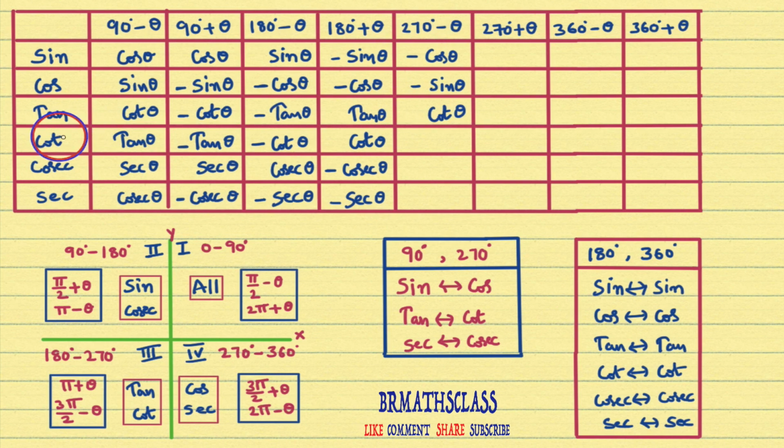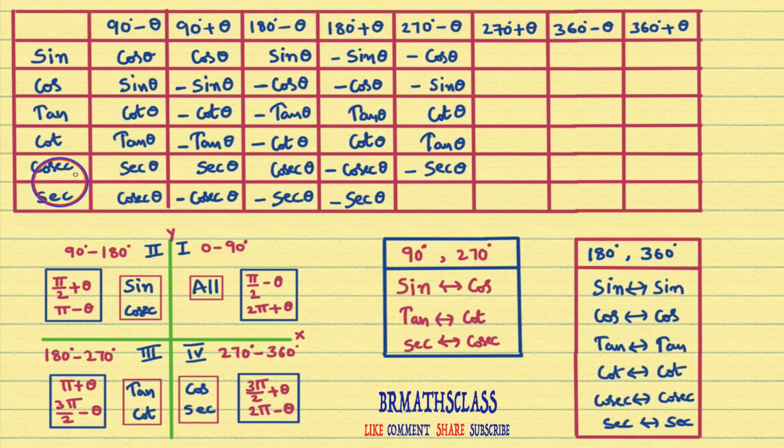As 270 degrees is there, cot changes to tan, tan theta. Now 270 degrees minus theta is in third quadrant. Third quadrant, cot is positive. So cot 270 degrees minus theta is plus tan theta. Now cosecant 270 degrees minus theta. As you see 270 degrees, cosecant changes to secant. This is secant theta. 270 degrees minus theta lies in which quadrant? Third quadrant. Third quadrant, cosecant is what? Negative. So this is minus secant theta.